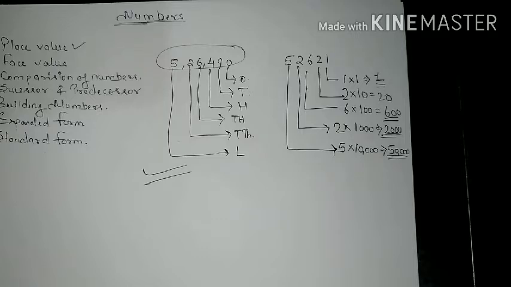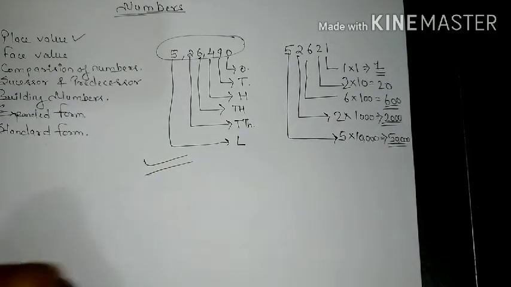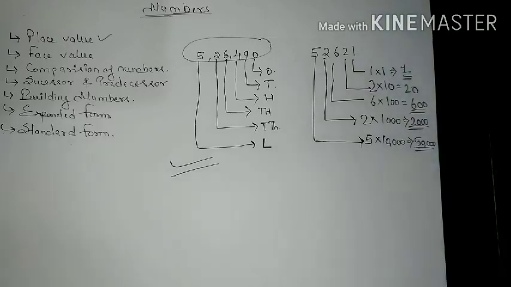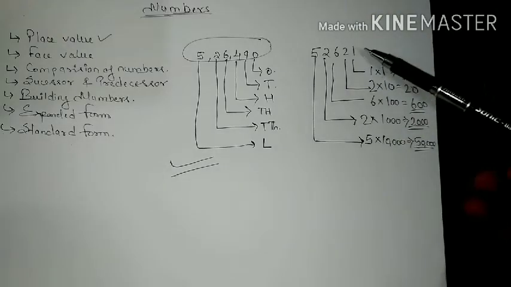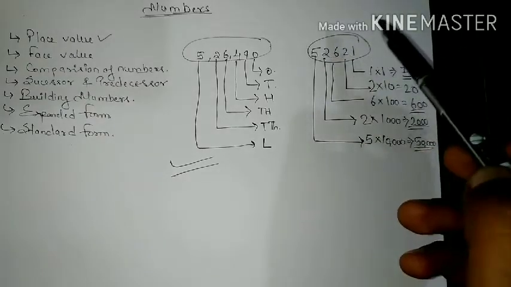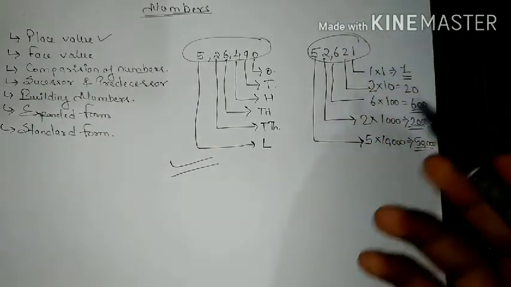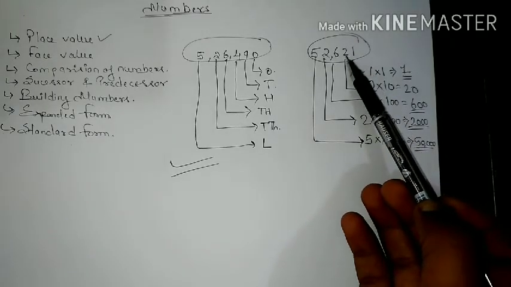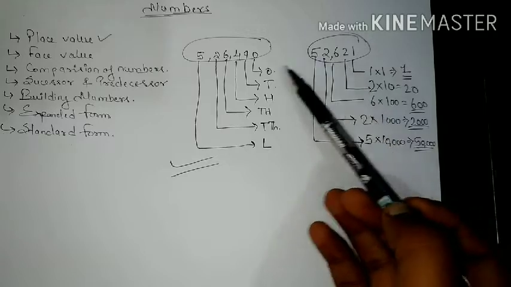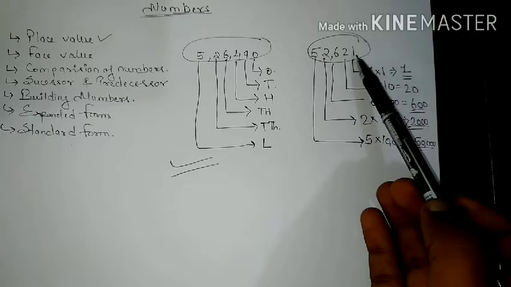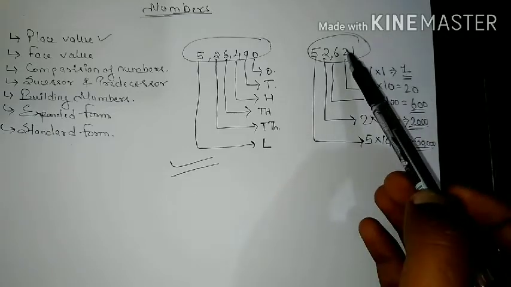Now next is the face value. So what is the face value? Face value of a number is the number itself. Okay students, what is that? Face value of a number is the number itself. So in this particular number, 52,621, if we say 1 is at 1's place, 2 is at 10's place, 6 is at 100 place, and so on. So the place value of 1 is 1, and the face value will also be 1.